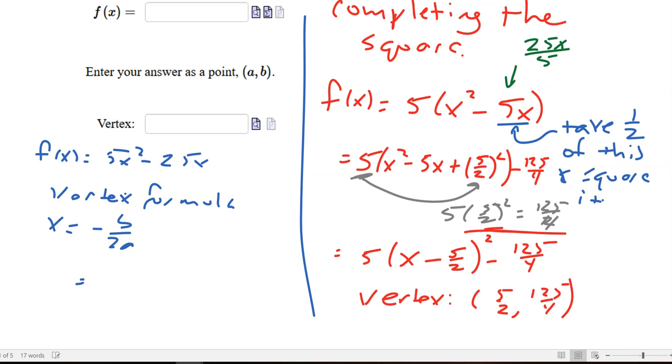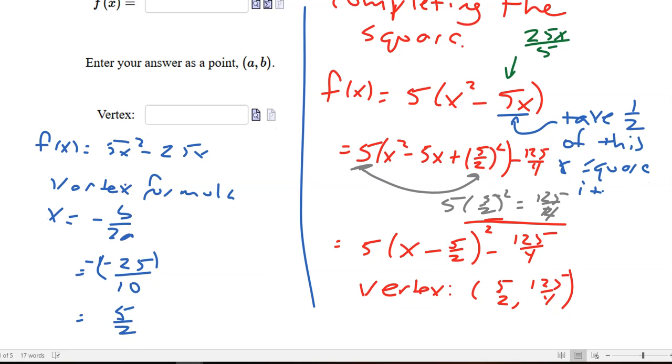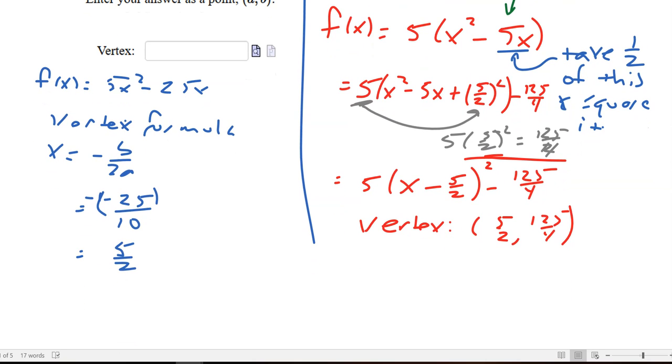So in this case, that's negative negative 25 over 10. Because you get a positive 25 over 10, you reduce that fraction and you get 5/2. Then you go back and evaluate your function at that point. So if x equals 5/2, and you substitute that back in, you get 5 times 5 halves squared minus 25 times 5 halves.